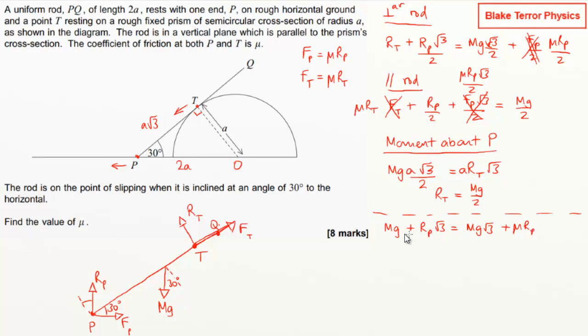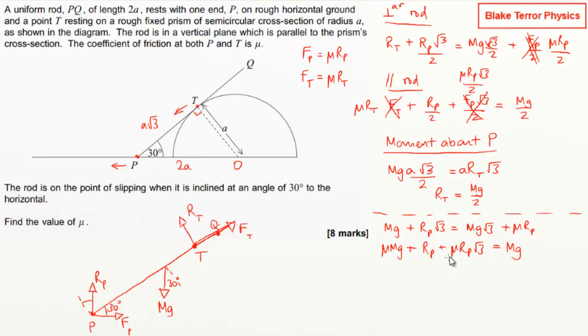Well, that's good, because we've got these mg's, but we've only got RP's and mu's in there otherwise, so that's really cut things down. And now let's look at our second one, which again we can multiply everything by 2 as we're going through. So we've got a mu RT, so a mu mg, and then RP over 2, which is just now RP, plus this thing, mu RP root 3, and that is equal to mg.